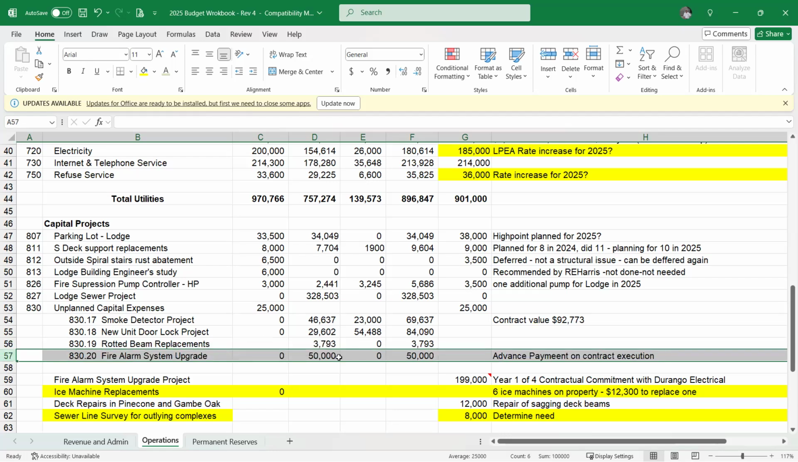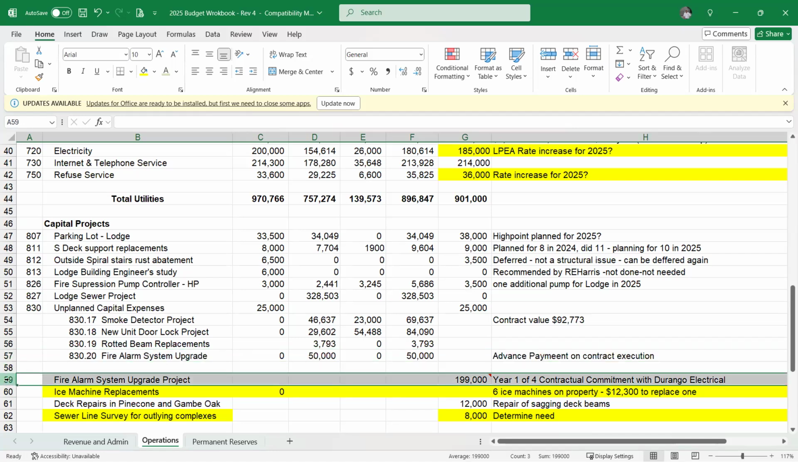We cemented this project. I keep getting these notices. I thought I shut that off. We cemented that project in the winter, January, February this year. And we paid a $50,000 upfront payment to Durango Electric. So that was really unbudgeted, but it's part of the project that is here, the fire alarm systems upgrade, which is a 4-year contractual commitment with Durango Electric.